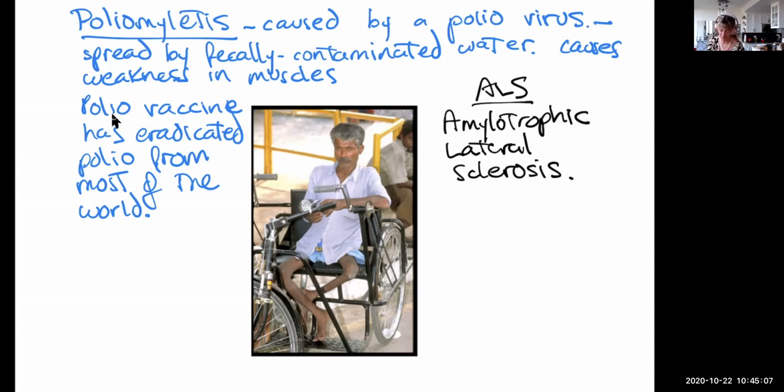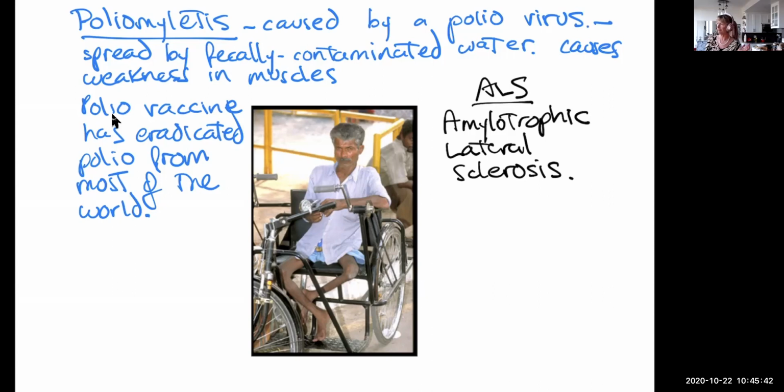ALS is also known as Lou Gehrig's disease. Lou Gehrig was a baseball player in the 20s in the United States, and he contracted the disease. He was a great baseball player, and he hit a lot of home runs, and he was competing with Babe Ruth. I don't know if you've ever heard of Babe Ruth. Anyway, he was a pretty famous baseball player back in the 20s. But unfortunately, he contracted the disease and he had to stop playing, of course.